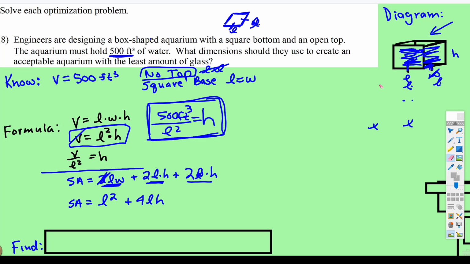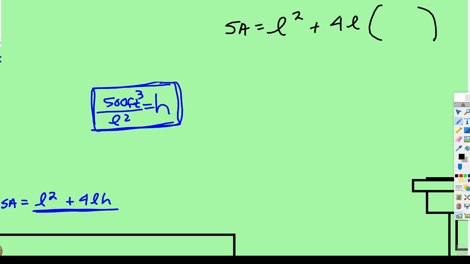So I'm going to pause this and then put in the formula. Okay, so it's the surface area because we need to find the dimensions of the glass. So it's that outside area that we need to optimize, and we need the least amount of glass to produce the box or the aquarium that has 500 cubic feet. So this is our formula, but instead of H, remember what H was. So L squared plus 4LH, and H is 500, I'll leave the cubic feet off right now, over L squared.